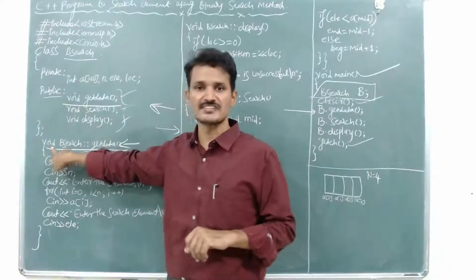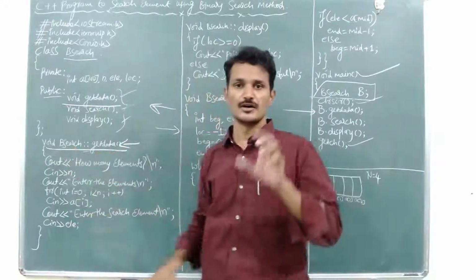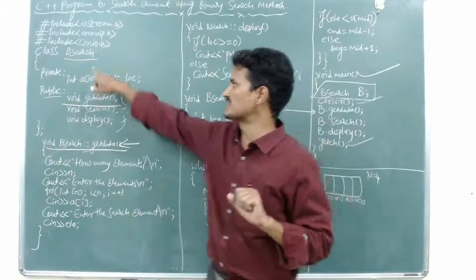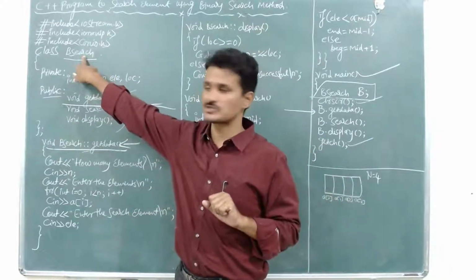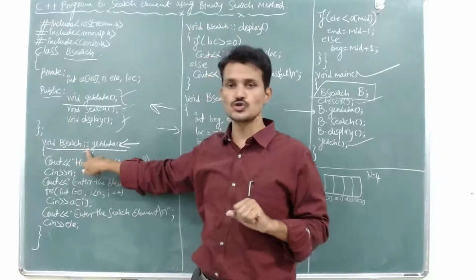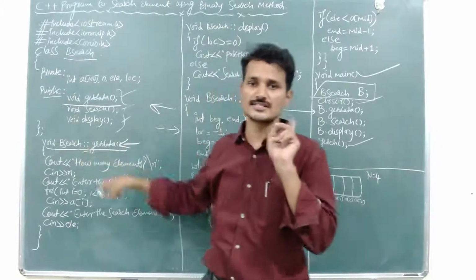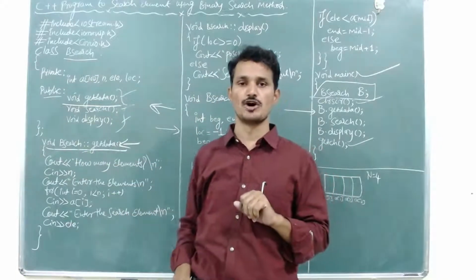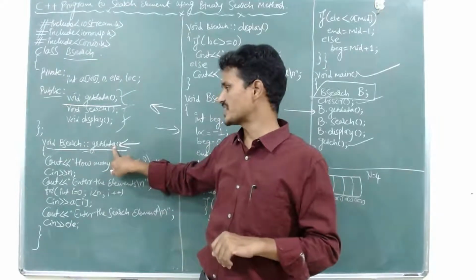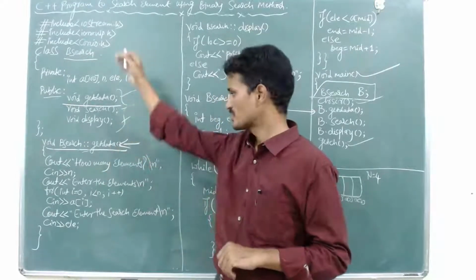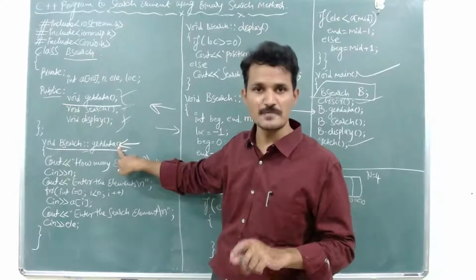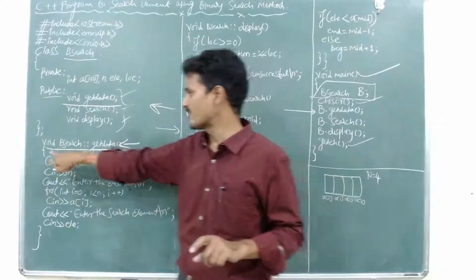Void is the return type specifier. BSearch is the name of the class. Have a look at this, the name of the class. That is the same thing. And these two colons are called the scope resolution operator. Then comes the getData member function. So no parameters at all. It's an empty parenthesis. Open curly bracket.